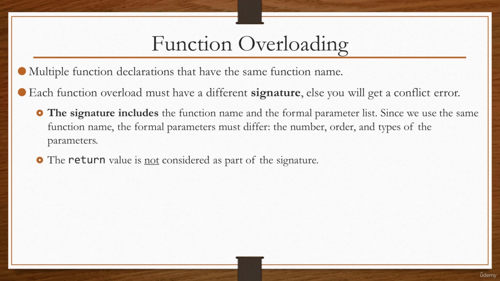Now a few important notes on this. Each function overload must have a different signature, otherwise you'll have some conflict or some error. Now what is a signature? We've talked about the prototype or the declaration previously, but the signature is slightly different. The signature includes the function name and the formal parameter list. Now of course when we overload the goal is to use the same function name, right? So since we use the same function name, the formal parameters must differ. That is the number, order and types of the parameters. Also important to note is that the return value is not considered as part of the signature.